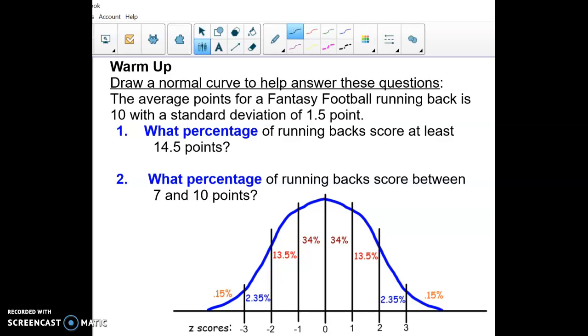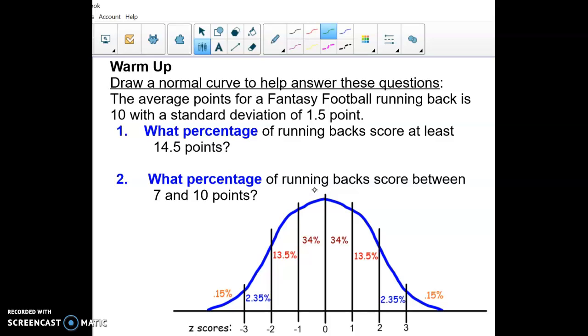All right, so before we get to the review, this is a review for the test. Just a warm-up question quick with our normal distribution. See if you can fill in the numbers and then find the percentages from there. It's based on fantasy football running backs for all you fantasy football fans.